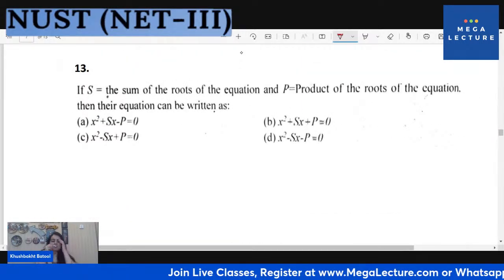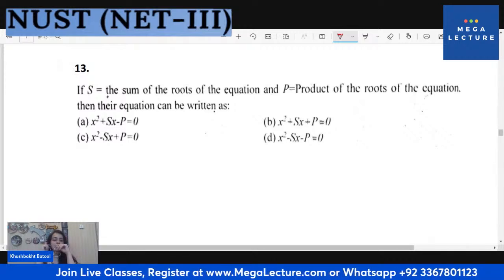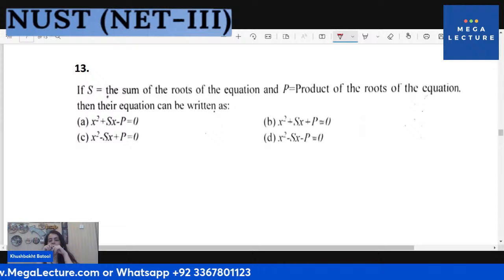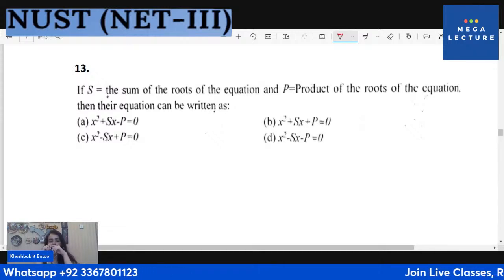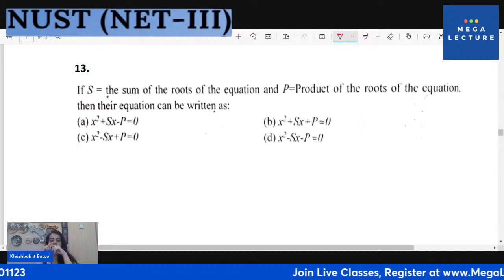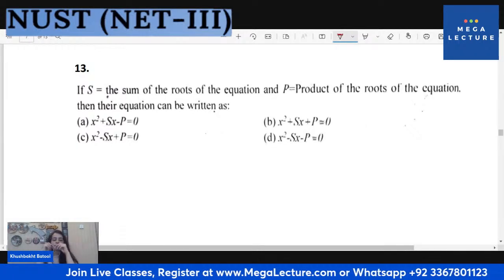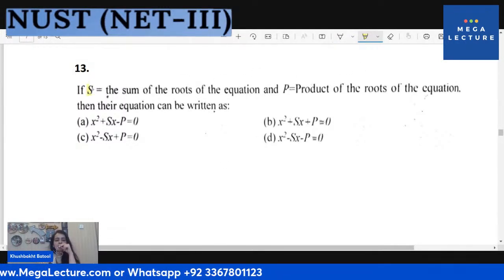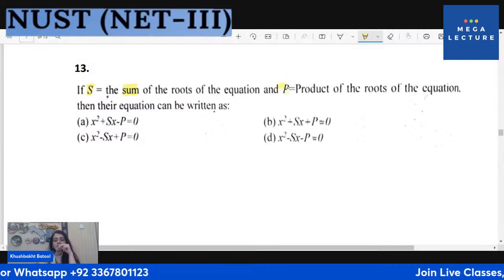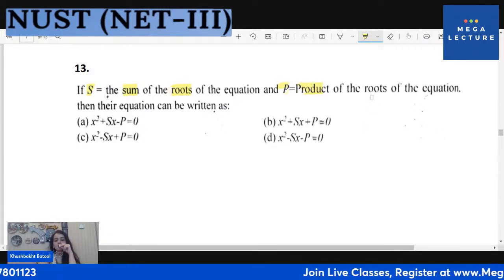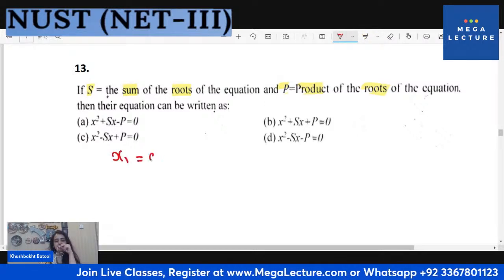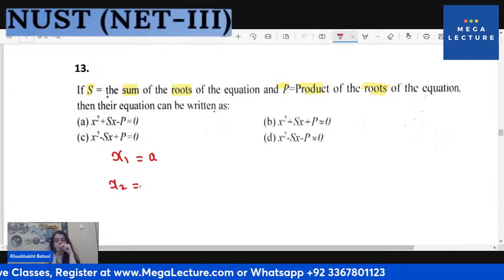Now it says, if S equals the sum of the roots of the equation and P is the product of the roots of the equation, then their equation can be written as... Now it's a simple question. You need to simplify this and we'll find it. I'll just highlight the important words. S is the sum and P is the product of the roots. So let's say that your first root is a and your second root is b.